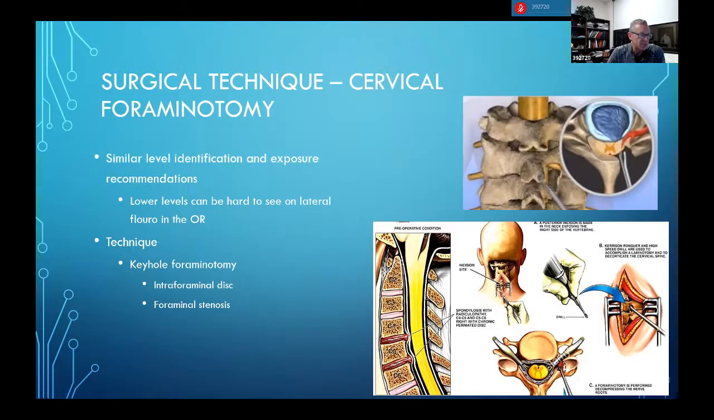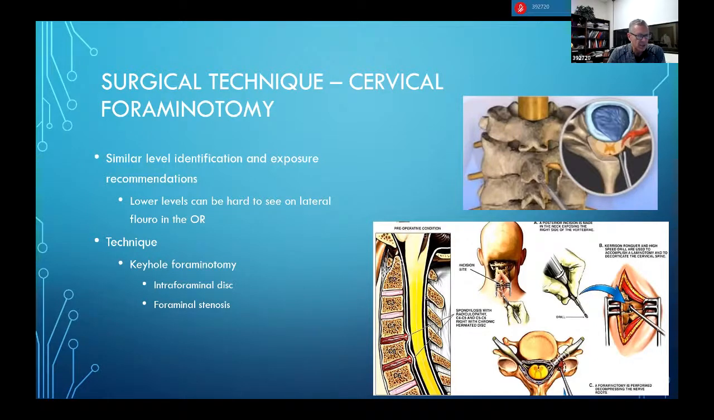And so you're in a different interlaminar space, and you're basically going to remove enough of the lamina above and below to see the exiting foramen. I think the diagram up here on the right does a very nice job of showing the keyhole foraminotomy to get out far enough lateral without removing greater than 50% of that facet joint on the side. Same principles with the burr, getting good hemostasis. It's just that the pathologies we're doing this for in the cervical spine are more limited.